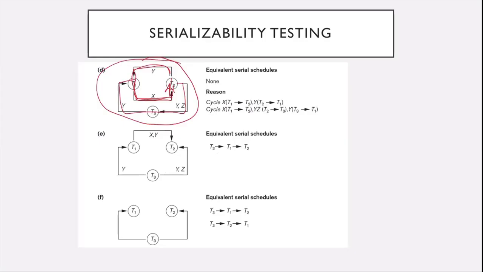However, look at the second one. If you look at this one, there is no cycle here. From T3, you can go to T1. From T1, you can go to T2. But from T2, you cannot come back to T3. So no cycle, which means this is conflict serializable. Similarly, for the third one also, you can see this is also conflict serializable.